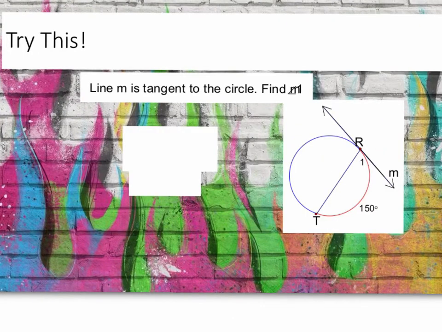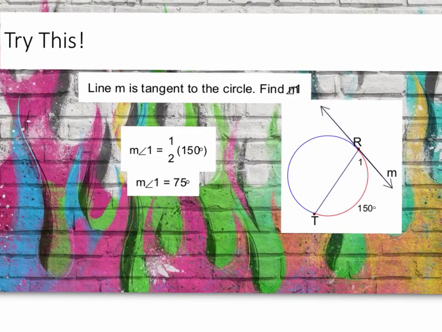Okay, let's try one on your own. I want you to find the measurement of angle 1, which is right here, and you're given this intercepted arc RT to be 150. So what is the measurement of angle 1 using that theorem? Take a minute, try it, think about it, pause the video, and I can go ahead and reveal your answer now. There you go. Your measurement should have been 75. You should have taken half of the 150, and that would give you 75 for the measurement of angle 1.